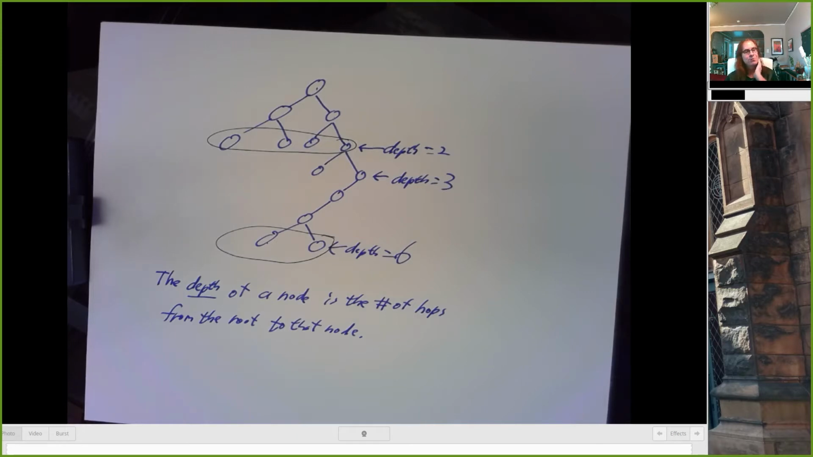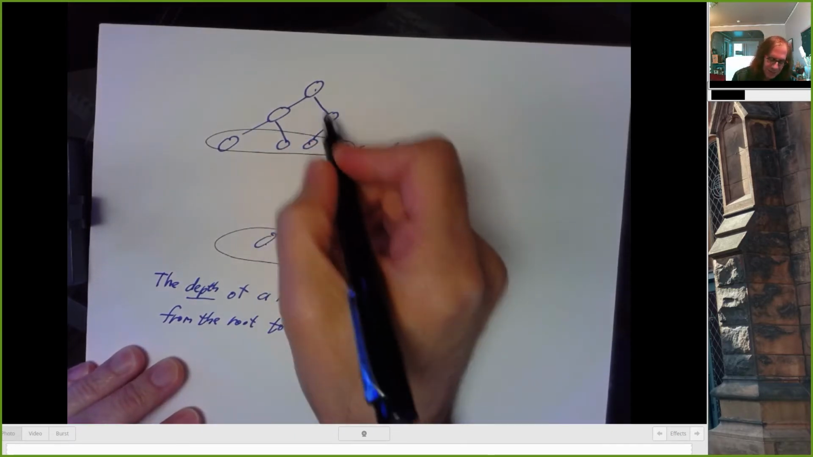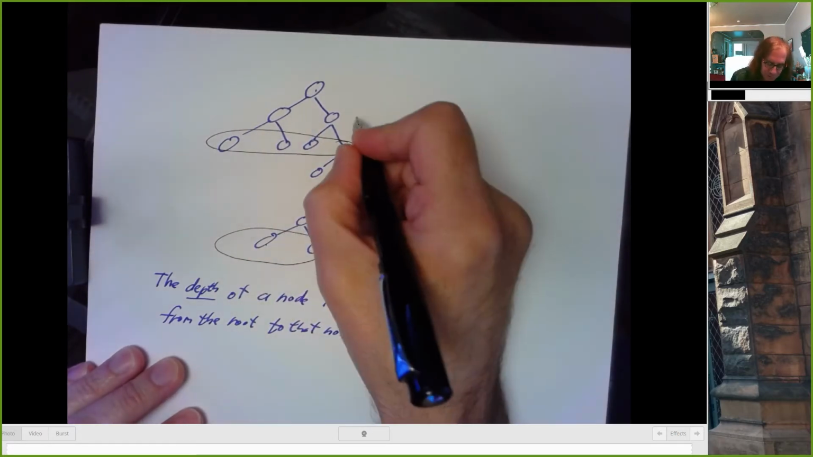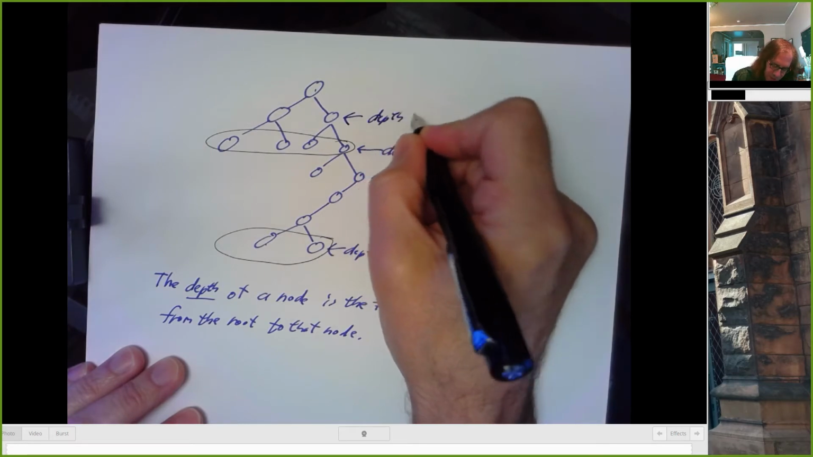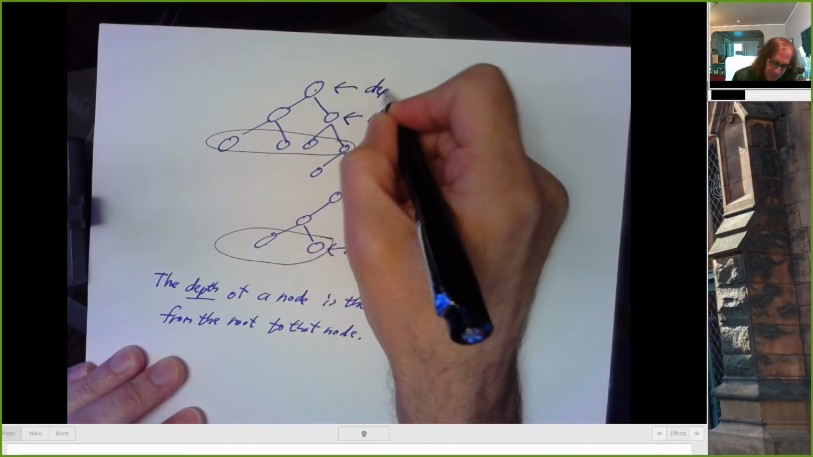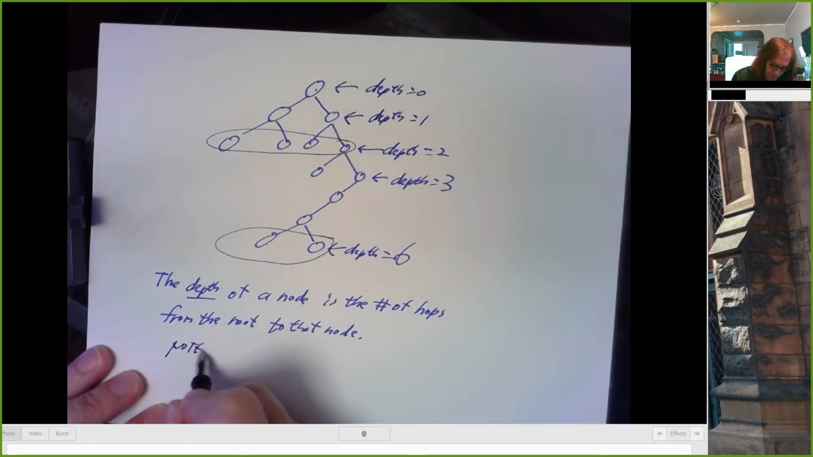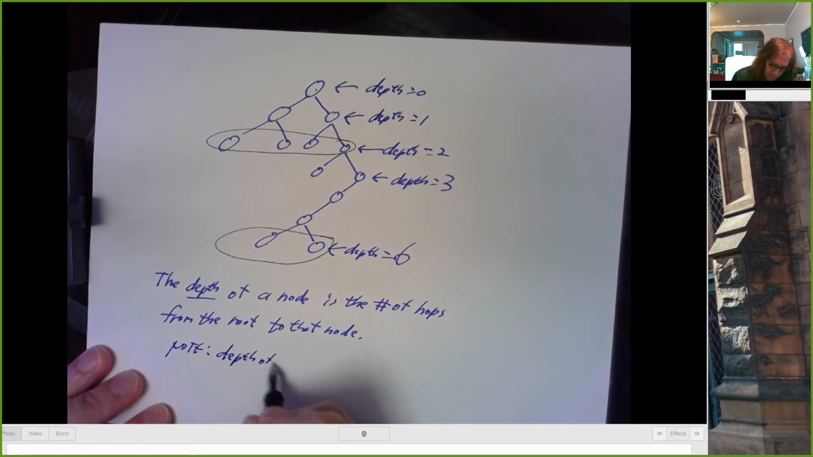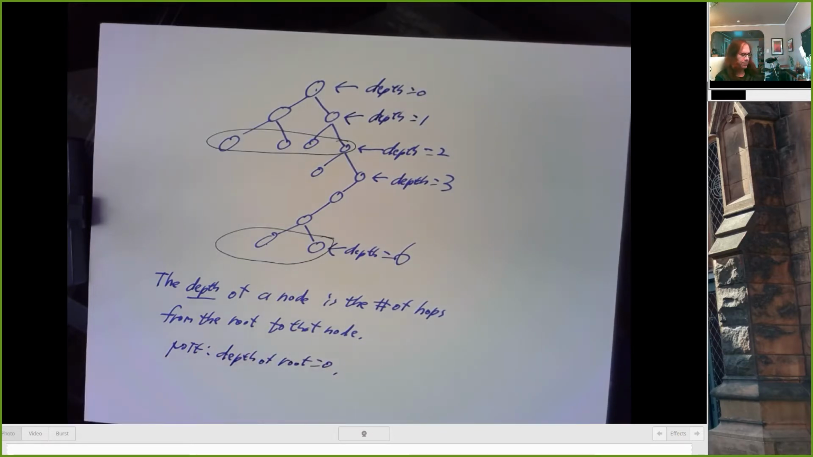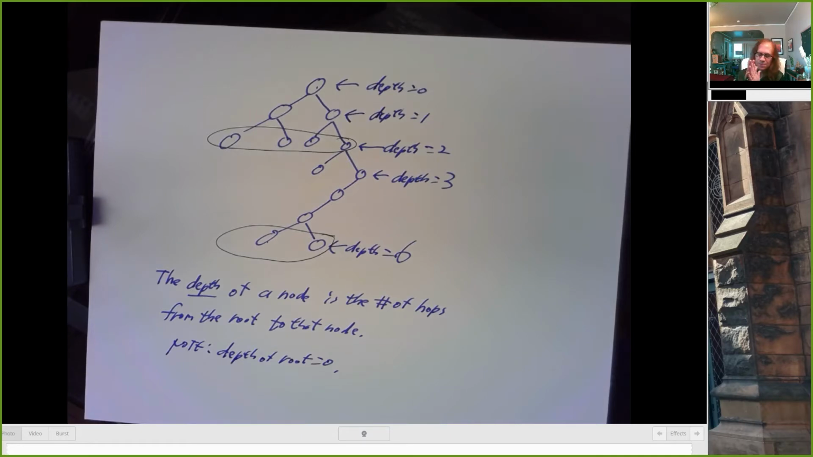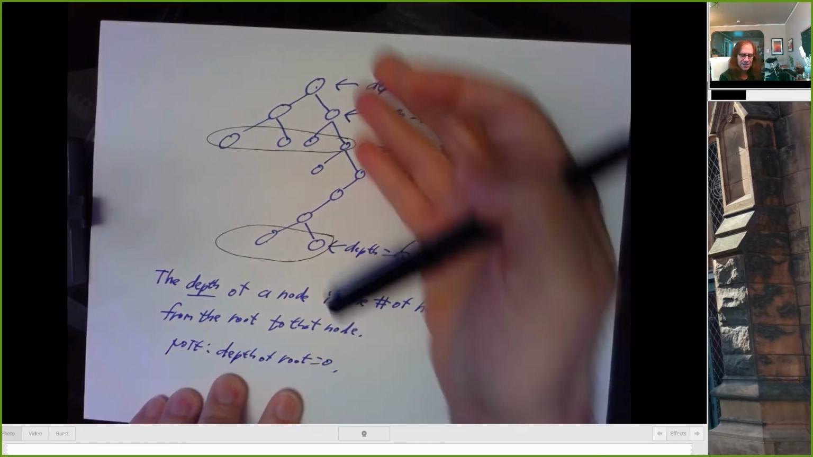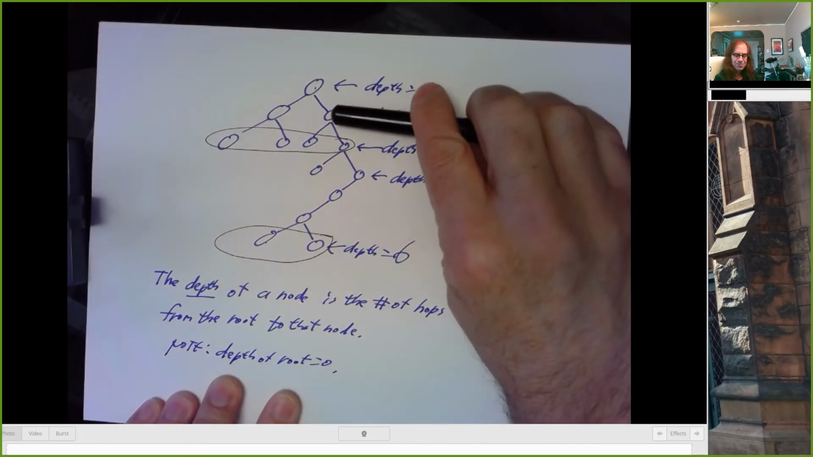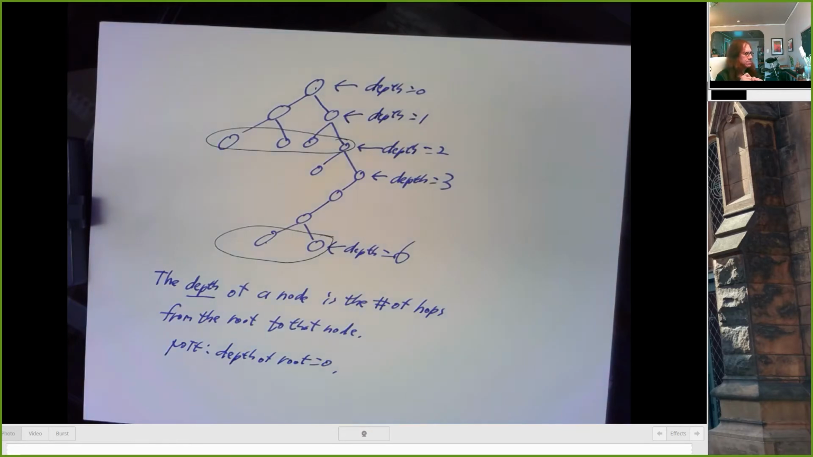But be careful about whether it is 2 or 3. Well, I count 1, 2, 3 nodes, but the number of hops from the root is 2, which means that these nodes are at a depth of 1, which means the root is at a depth of 0. And that's important. Root has a depth of 0. And if you remember that, then the rest of this sort of follows intuitively. This is going to be 1 because it's 1 deeper, and 2, 3, 4, 5, 6. Alright, so that's one definition.